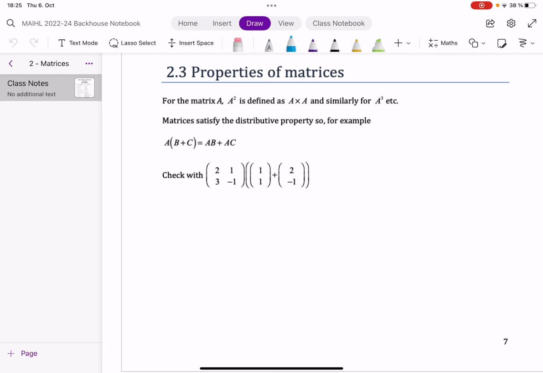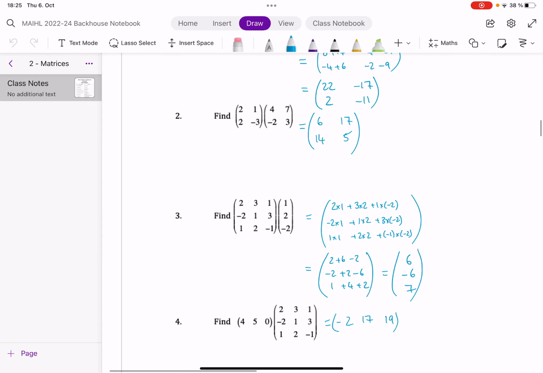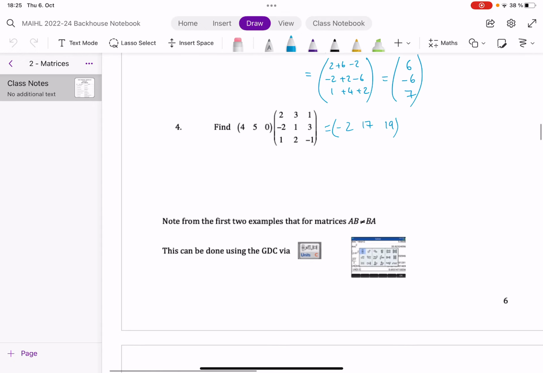So if we have a matrix A, squared is defined as A times A, much like with a regular number. We know 4 squared means 4 times 4. Same is true for A cubed, A times A times A. We looked yesterday at the fact that matrices are not commutative. So matrix A times B is not the same as B times A.